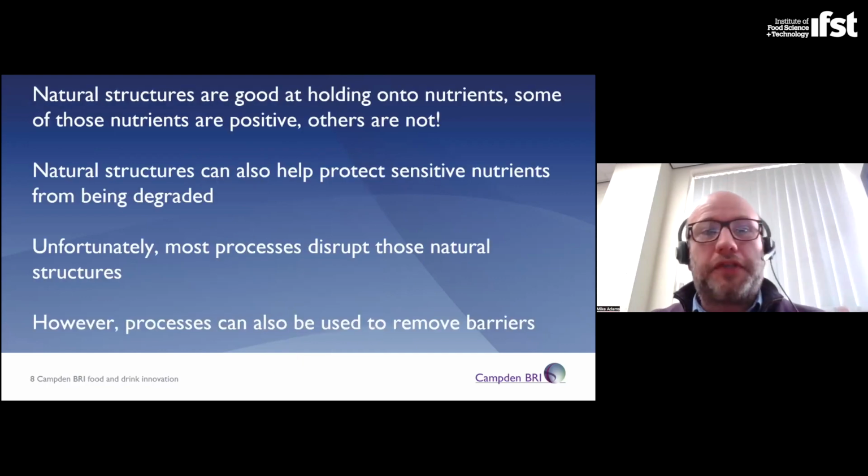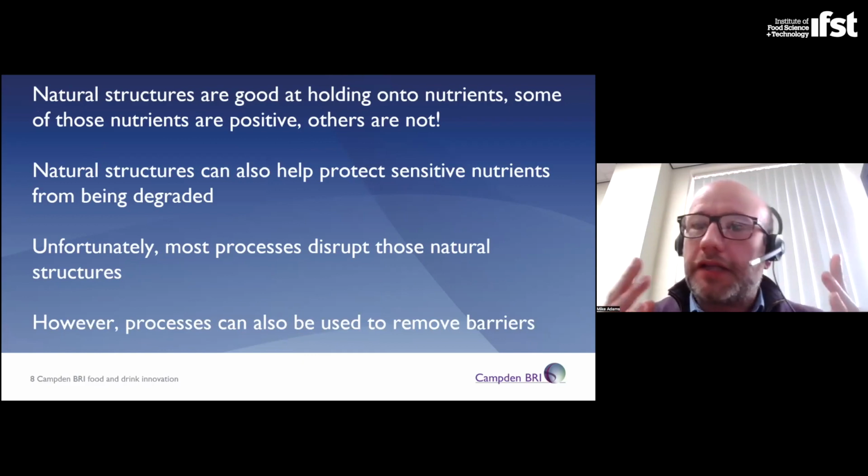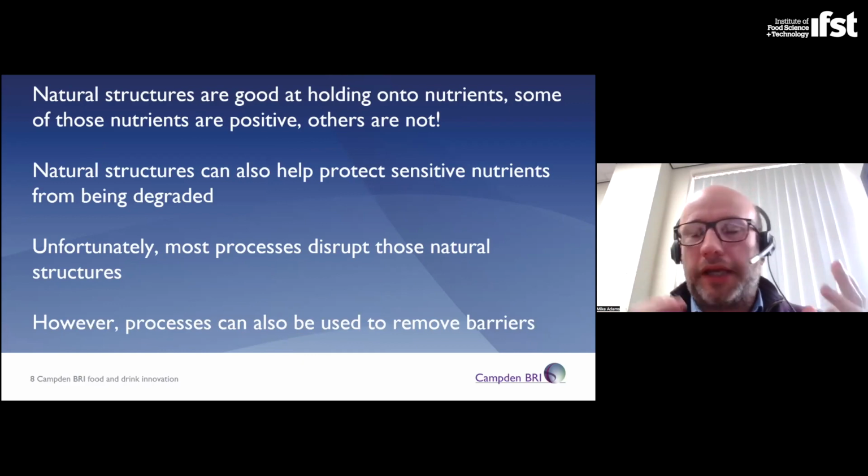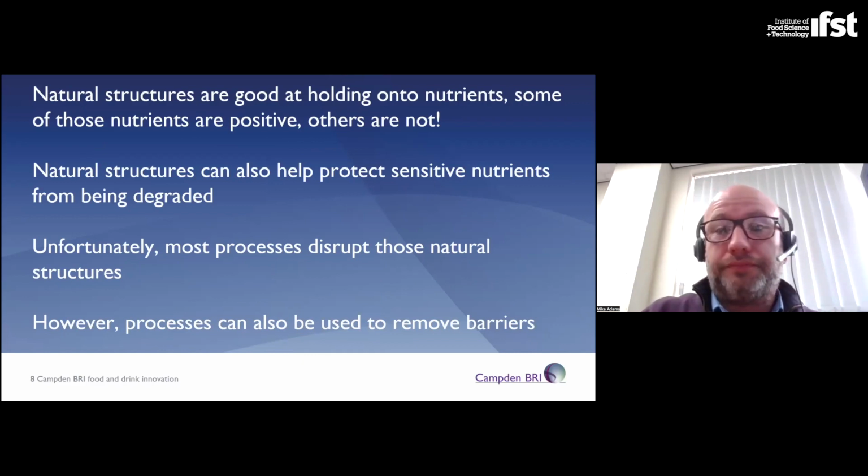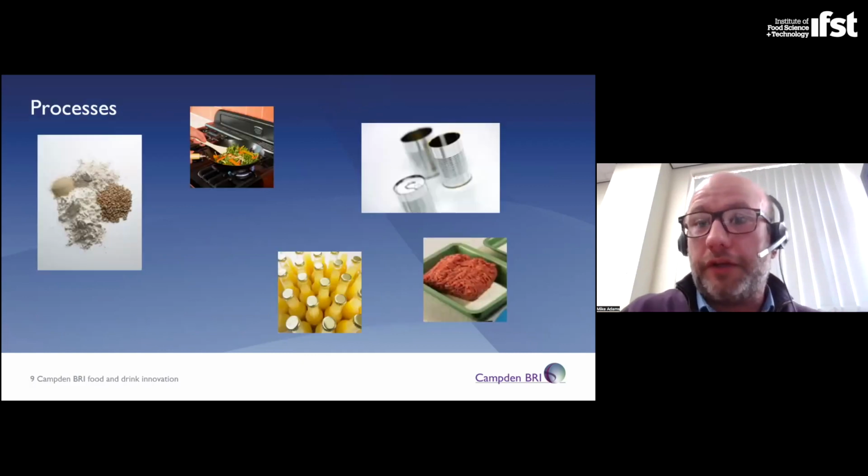So, as you said, natural structures are good at holding on to nutrients. Some of them are positive, some of them are not. Natural structure is also very good at preventing the degradation of sensitive nutrients. But unfortunately, most processes disrupt those natural structures, but that's not always a bad thing. Processes can also be used to remove barriers that lead to positive health outcomes. So let's talk about some of the processes in the food and drink industry.